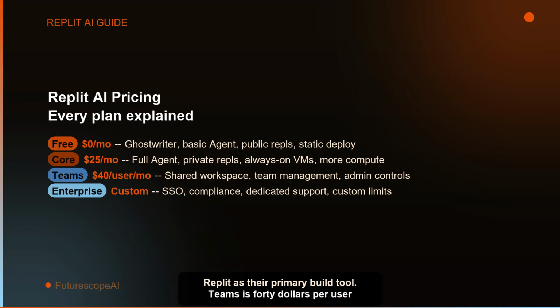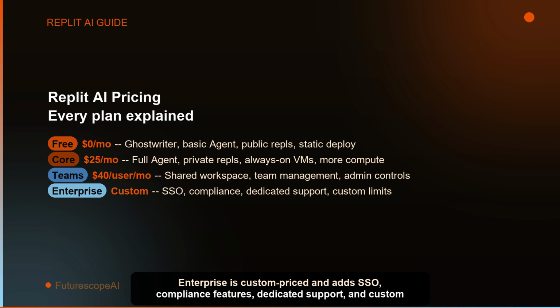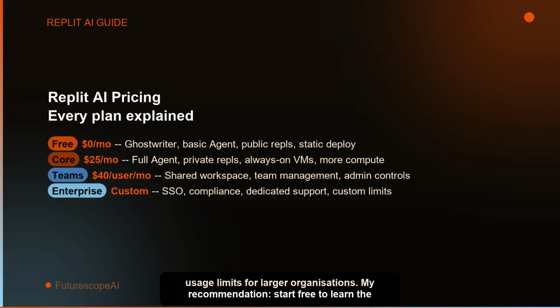Teams is $40 per user per month. Everything in Core plus a shared team workspace, team management, and administrative controls for organizations where multiple developers work on shared projects. Enterprise is custom priced and adds SSO, compliance features, dedicated support, and custom usage limits for larger organizations. My recommendation: start free to learn the platform and try basic Agent. Upgrade to Core immediately when you need full Agent access and always-on hosting for a real deployed application.